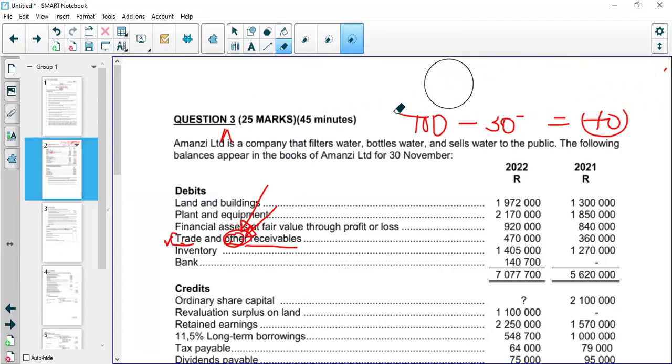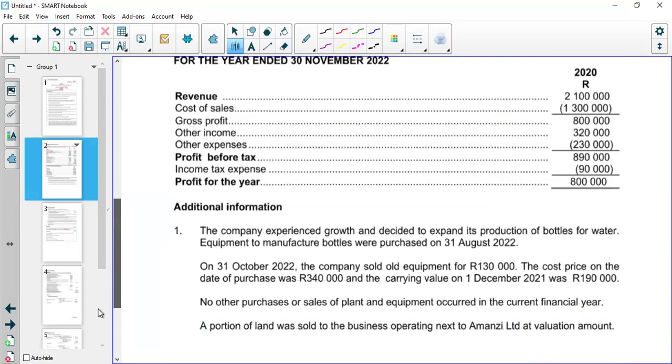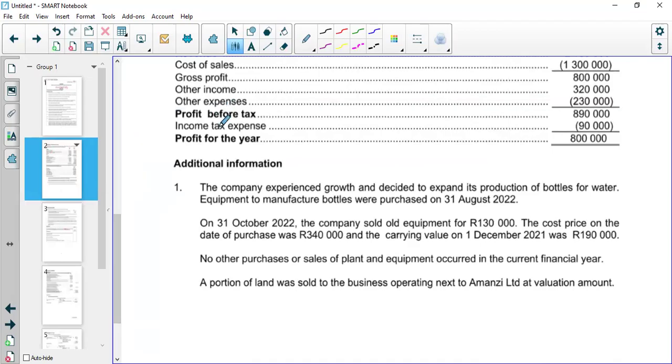Brilliant. So now let's look for trade receivables last year. That's our starting point. But before we do that, we have to start by reading the additional information, so that we can remember which additional information applies to whatever we will be working on at that particular point. And so here is our additional information.